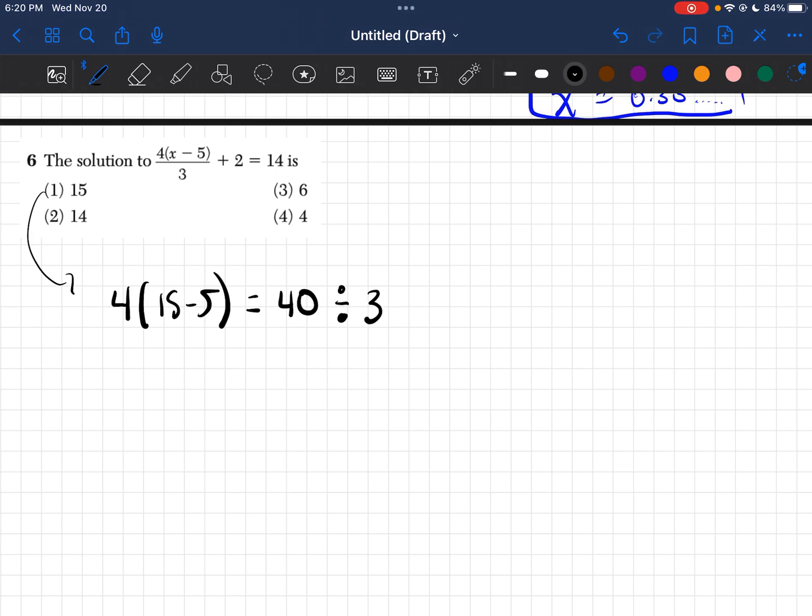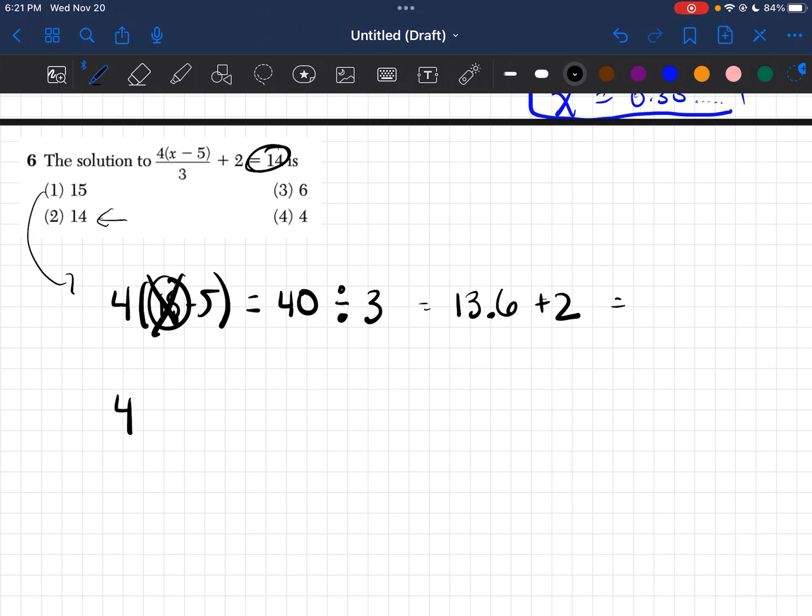And then that would be 13 point, a decimal, 13 point, I believe 6. And then if I add 2 to that, that is not 14. 14 is the solution. So the number that we chose is not correct. So let's move on to option number 2.